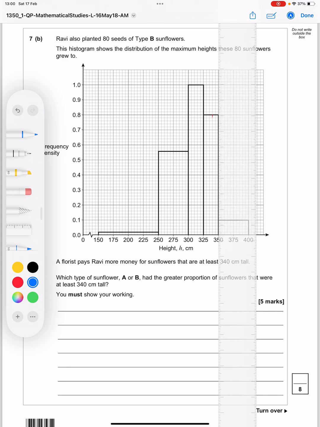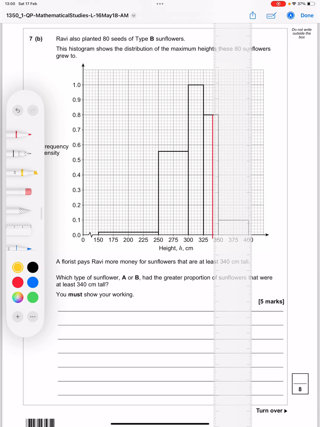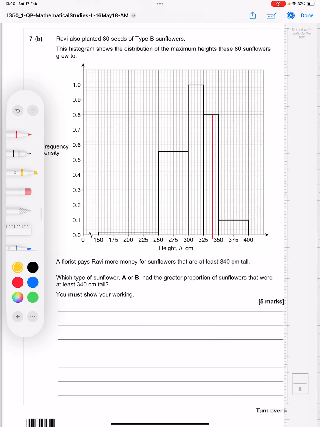So let's draw that boundary for 340 centimetres. That's right there. Okay, and we're interested in ones that are taller than that. So that's these ones, and also these ones. So these ones we get a bit extra for.